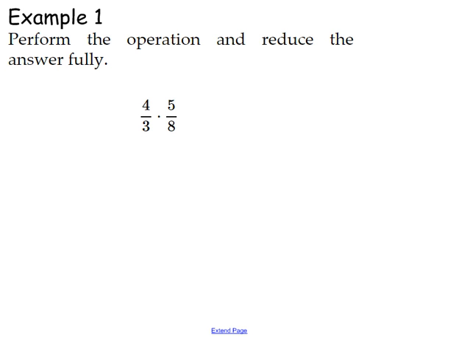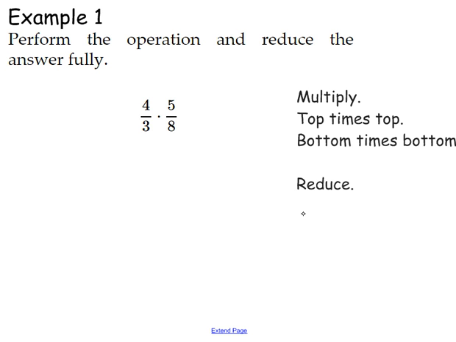This is very simple. What we're going to do is multiply, because this symbol is telling us to multiply. And when you multiply fractions, you multiply across. So we're going to multiply top times the top and bottom times the bottom, and then we're going to reduce. So 4 times 5 is 20. 3 times 8 is 24. So that's the first step. The last step is to reduce.